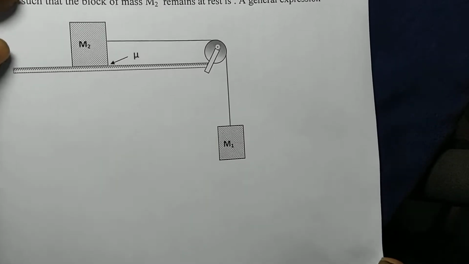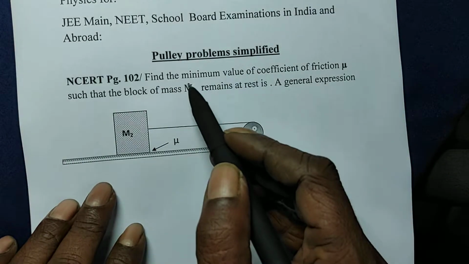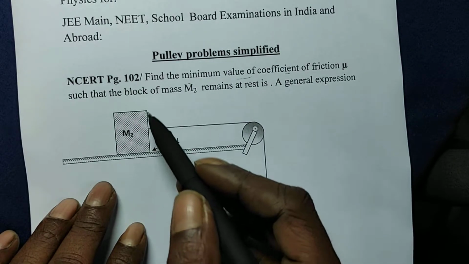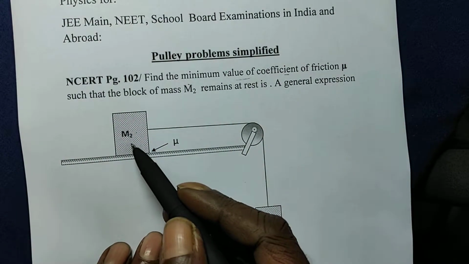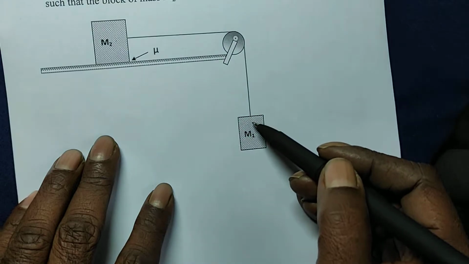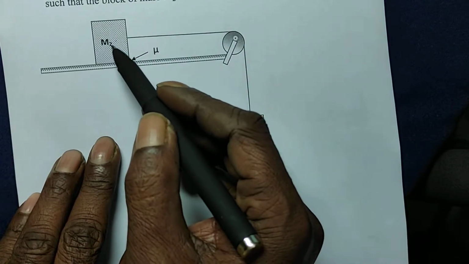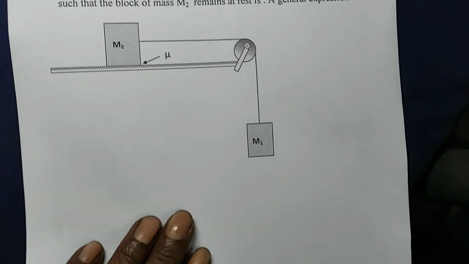Next, let us derive a general expression. The same problem, but let us derive a general expression. Find the minimum value of coefficient of friction between mass M2 and the surface such that the block mass M2 remains at rest. This remains at rest, therefore M1 also remains at rest because it is attached to the string. Both M1 and M2 are connected. If this does not move, the M1 also does not move.